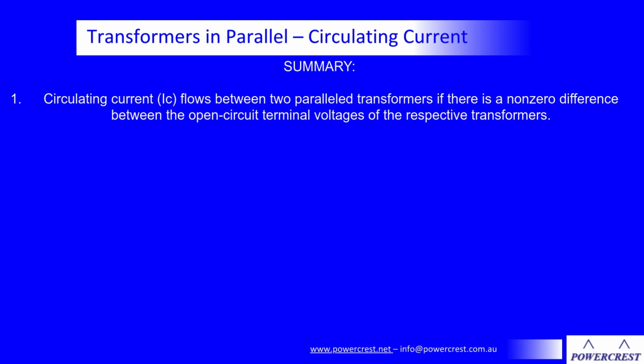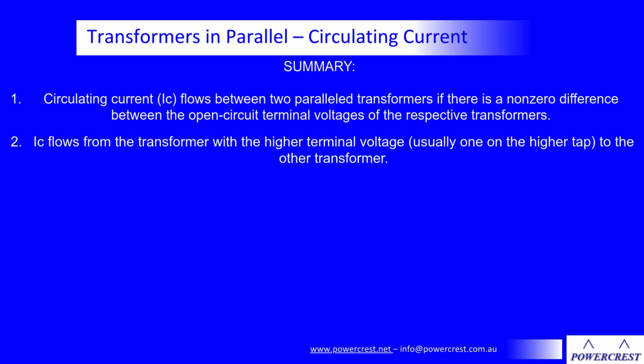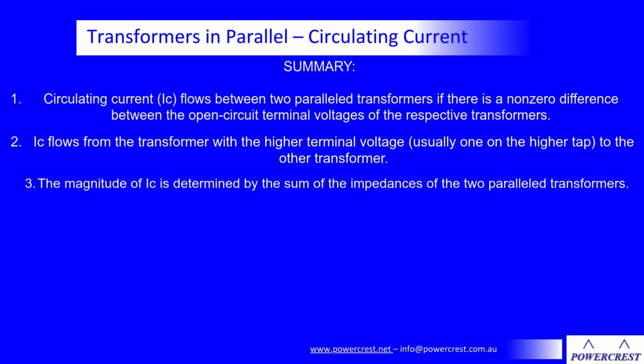In summary, 1. Circulating current flows between two parallel transformers if there is a non-zero difference between the open circuit terminal voltages of the respective transformers. 2. The circulating current flows from the transformer with a higher terminal voltage, usually the one on the higher tap, to the other transformer. 3. The magnitude of the circulating current is determined by the sum of the impedances of the two parallel transformers. That's if we ignore the impedance of any cabling connecting the transformers to the bus bars.